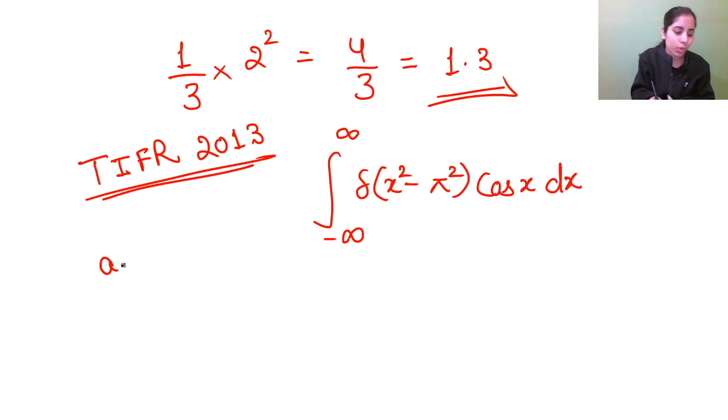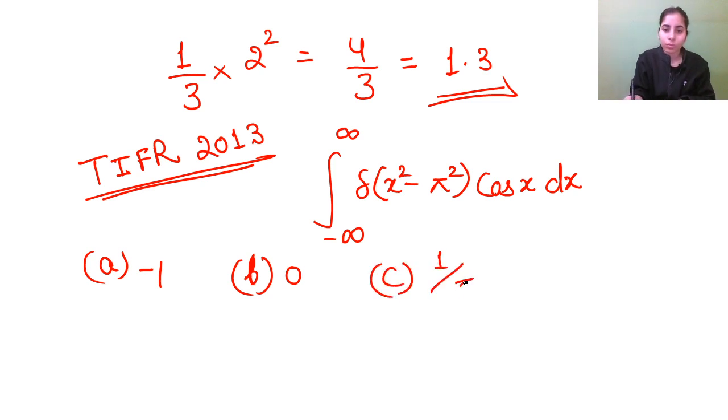Get the answer for this one. Options are -1, 0, 1 by pi and -1 by pi. Once you will get the answer, you can let me know which one is correct according to you. And just by using the properties I have discussed with you, you can solve it very easily. Clear? So just try it and let me know once you will get the answer.